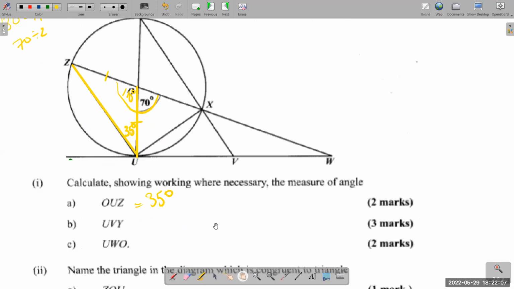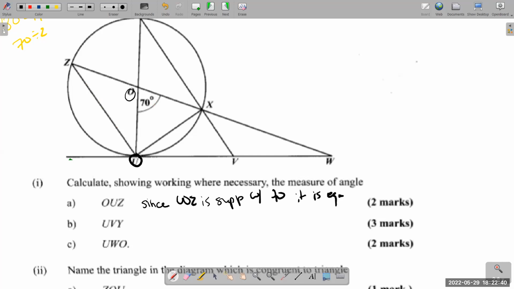All right. Because I wanted to make sure you understand how to do your working, here's what you're going to do. So let me just erase this. Here's what you're going to say, since you want your full 2 marks, right? Since UOZ, that's this angle in here, is supplementary with 70, it is equal to 110. Everybody see how you should always state everything?